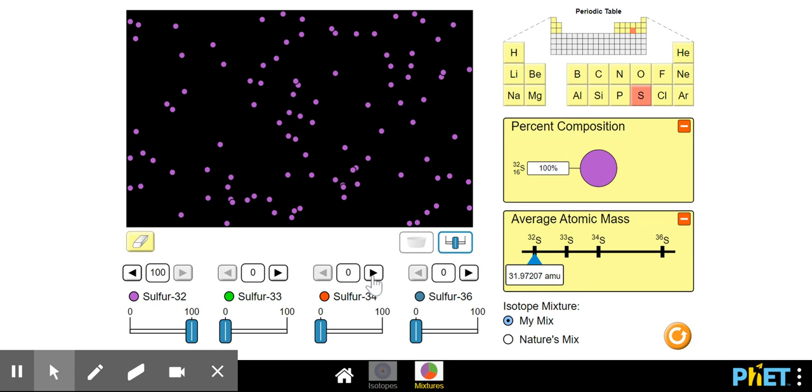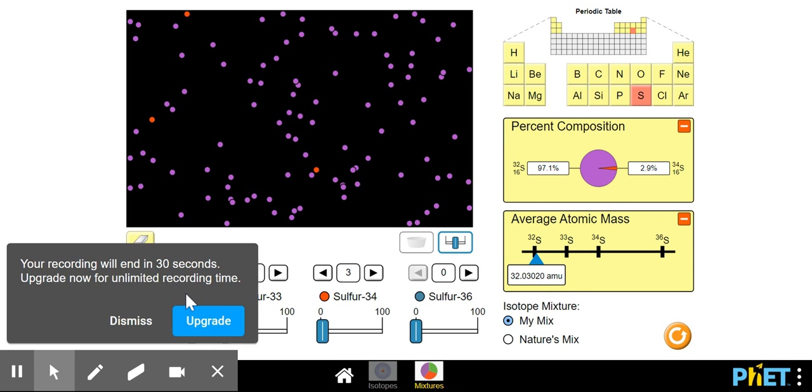Okay, now I'm going to add 3 sulfur 34s. And now the average is 32.03. It's still really close to 32, but it's a little higher than it was before. And that's because sulfur 34 drags the average away from 32 more than 33 did. Okay? And if I take those away and add 36, 36 is an even higher number. It's going to drag the average even more. Whoops, I just want 3. So now it's 32.08 instead of 32.00 or 32.03.